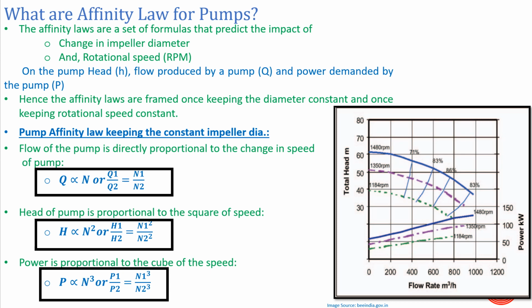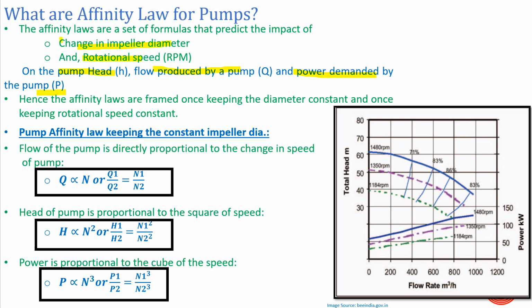So what are affinity laws? Affinity laws are a set of formulas that predict the impact of change in impeller diameter and rotational speed on the pump head, the flow produced by the pump, and the power demanded by the pump.